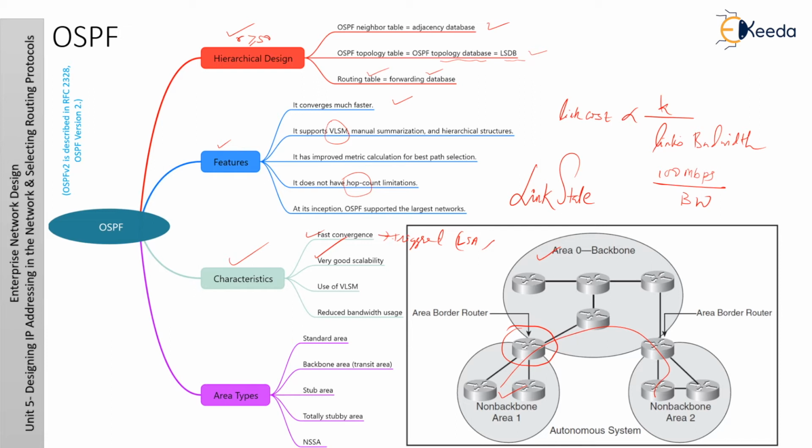Now come to the use of VLSM. Because OSPF is a classless routing protocol, it supports VLSM to achieve better use of IP address space. Then come to reduced bandwidth use. Along with the area structure, the use of triggered, not periodic, updates and manual summarization reduces the bandwidth use by OSPF by limiting the volume of link state update propagation. Already we know that OSPF does not send updates every 30 minutes.